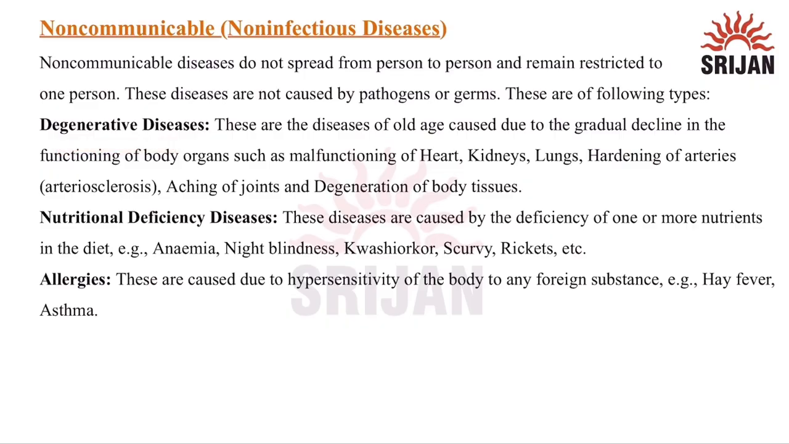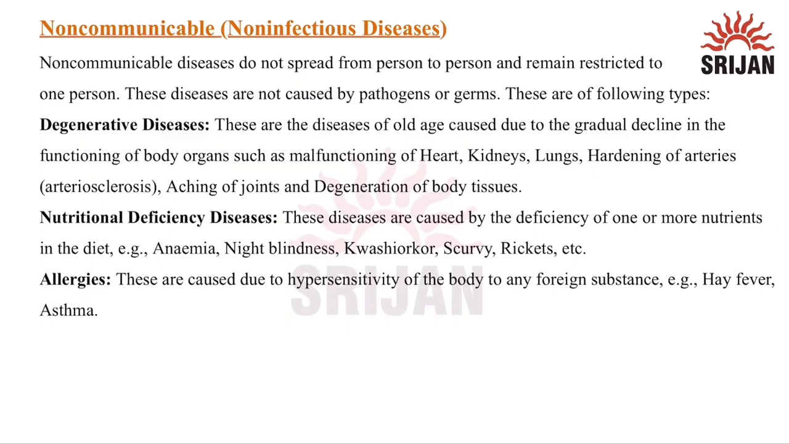First is degenerative disease. Now this is due to old age. As we reach old age, our organs start to degenerate, which means the functioning of the body organs gradually declines. This can be malfunctioning of the heart, kidney, lungs, hardening of arteries, which is known as atherosclerosis, aching of joints, degeneration of body tissues.